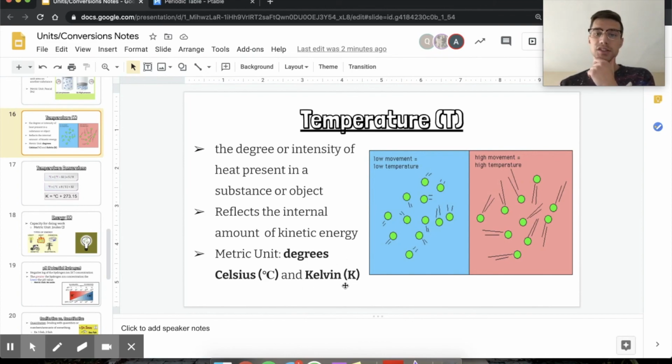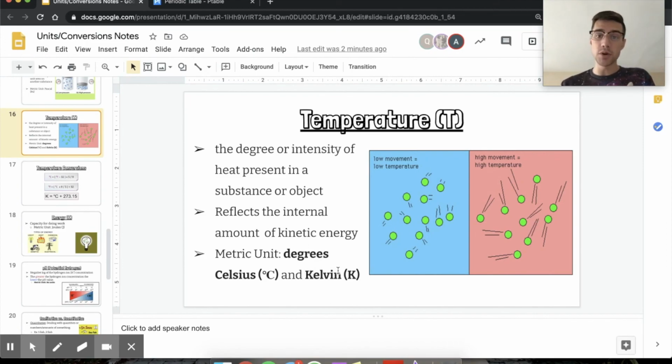Another scale that we use to measure temperature is the Kelvin scale. Now, this is going to become important again once we start talking about gases. But one thing I really want to mention here, notice this says metric unit, degrees Celsius and Kelvin. It does not say degrees Kelvin. If you are asked the temperature of something by another scientist and you say, oh, it's 300 degrees Kelvin, you will be laughed at. Okay, we don't use the term degrees on the Kelvin scale.